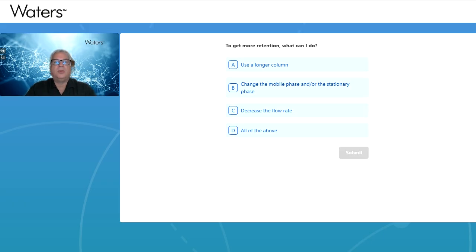If you want to get more retention, what can you do? Can you use a longer column to get more retention, change the mobile phase and or stationary phase, decrease the flow rate, or all of the above? Take a few seconds to answer that question, please. It will give me a kind of background of if I should spend more time or less time on that section.